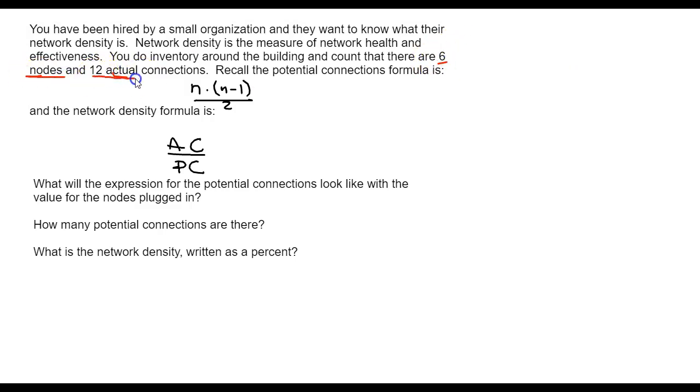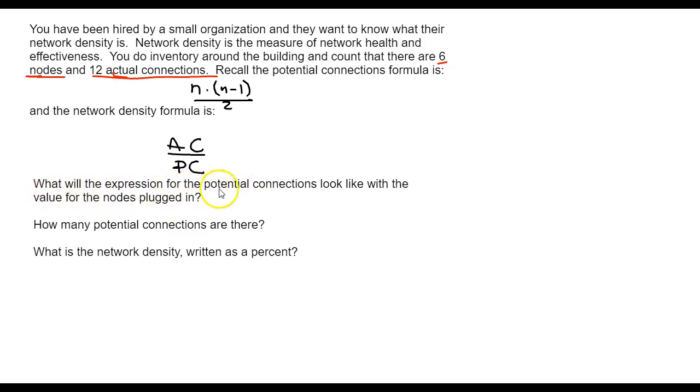And 12 actual connections. Recall that the potential connection formula is n times n minus 1 over 2, where n stands for nodes, and the network density formula is AC, that's actual connections, over PC, that's potential connections. This is a multi-step problem, so let's start with the first one.